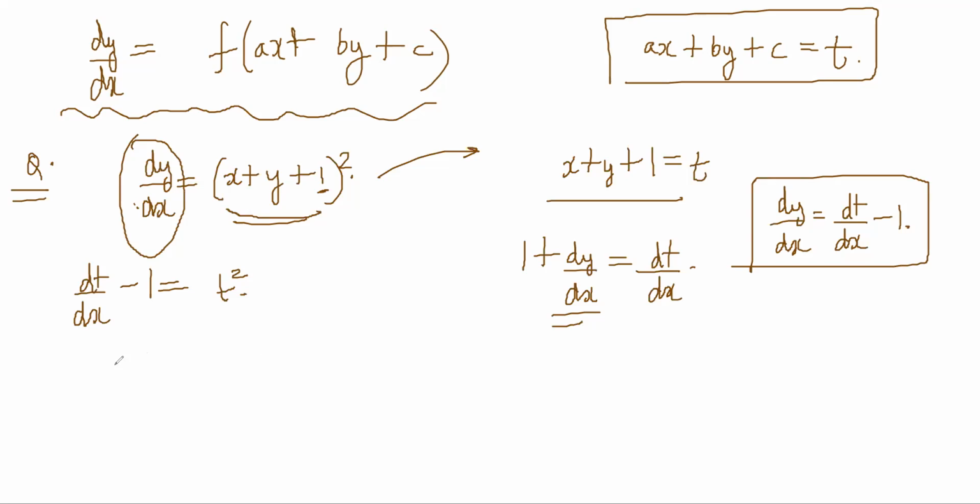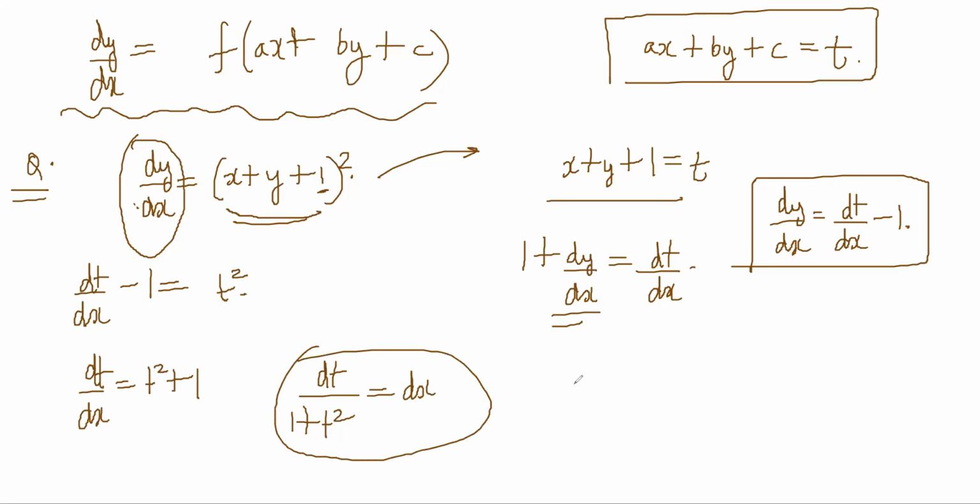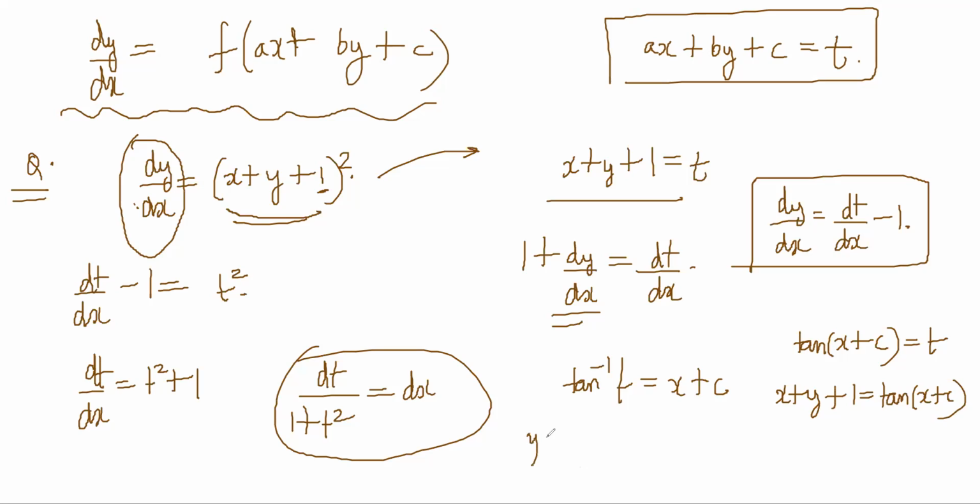So you get dt by dx is equal to t square plus 1, and see that it is variable separable now. This is variable separable suddenly, and this becomes tan inverse t is equal to x plus c. So tan of x plus c is equal to t, and t was this. So we have x plus y plus 1 is equal to tan of x plus c. So y is equal to tan of x plus c minus x minus 1. This is my solution.